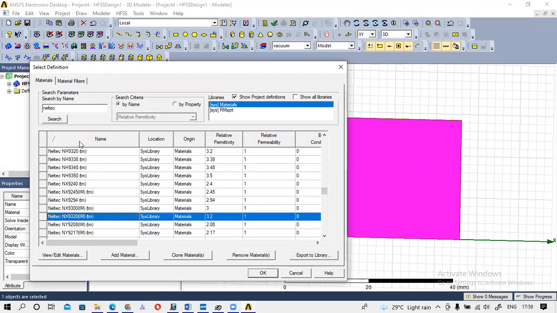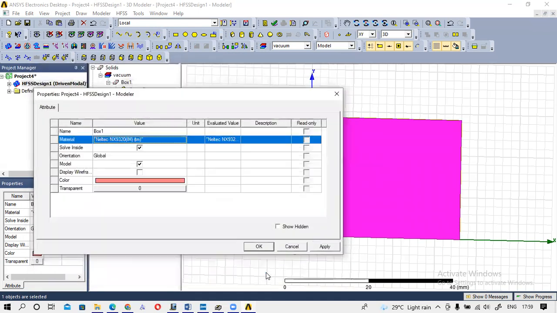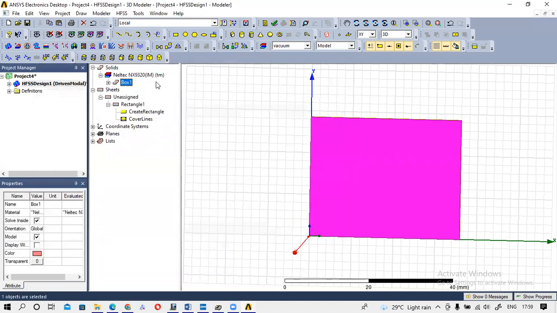Sometimes these materials are given. Normally all materials are given. You can see that the relative permittivity is 3.2. Remember it is 3.2. So I will assign that material to this box. Okay, apply. So we have assigned the material, and now we have the material name here.